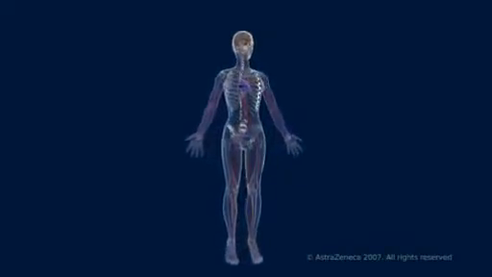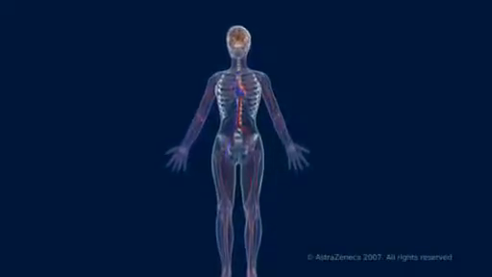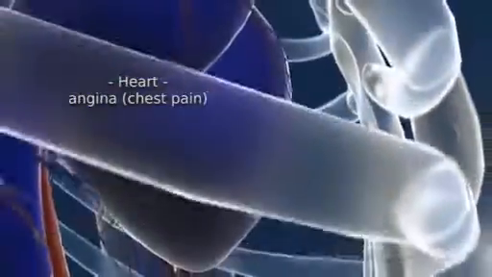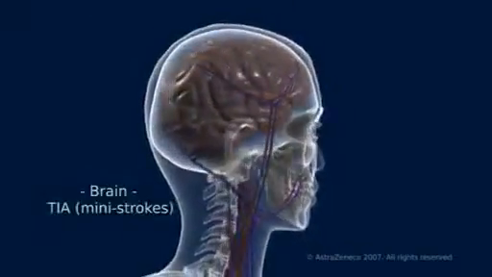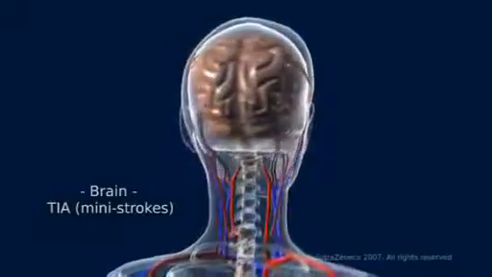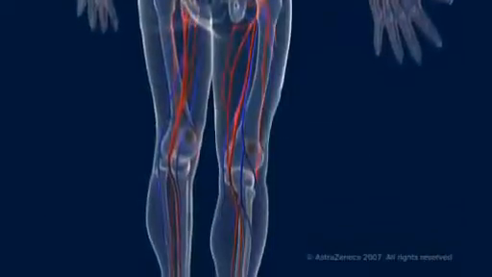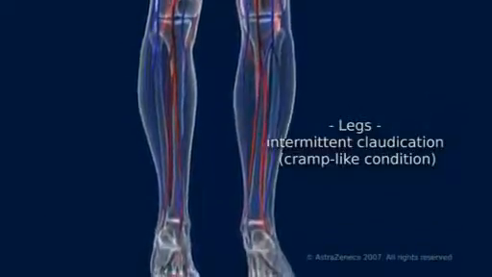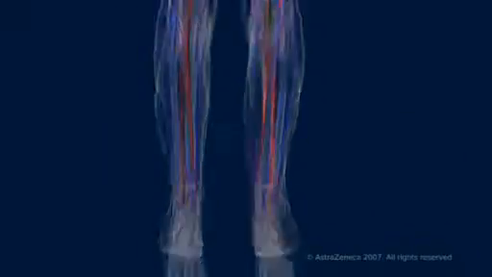But some people can have no symptoms even with extensive atherosclerosis and are at risk from sudden death. The symptoms depend on the site of the affected artery. In the heart, it can manifest as chest pains, angina. In the brain, as a type of mini-stroke called transient ischemic attacks. And in the legs as a cramp-like condition called intermittent claudication, which can result in amputation of the limb.